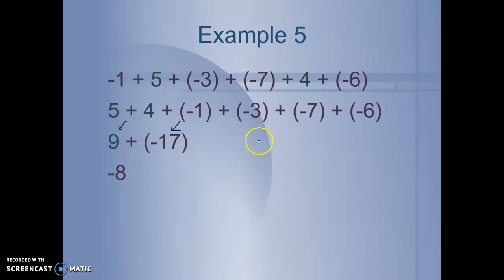If you're using the absolute value, you're going to take the absolute value of the larger number, subtract the absolute value of the smaller number, so 17 minus 9, and then your sum gets the sign of the bigger number. Well, the bigger number was 17, so that's what our digit gets the sign of. If you're using the number line, you're starting on number 9, and you're moving left past 0 all the way down to negative 8.